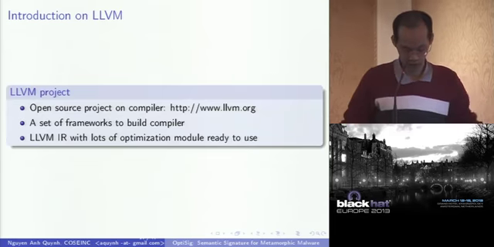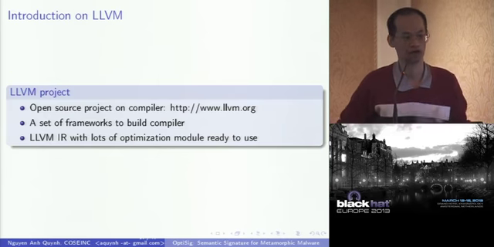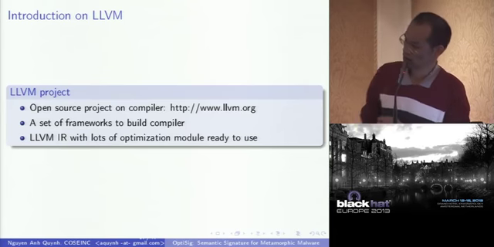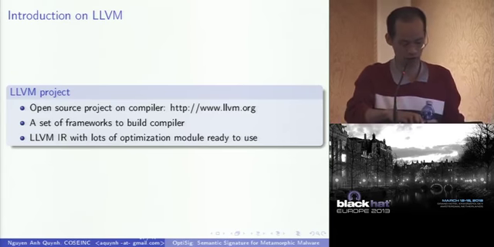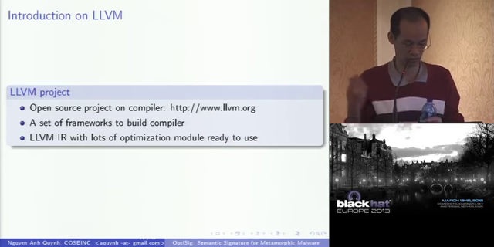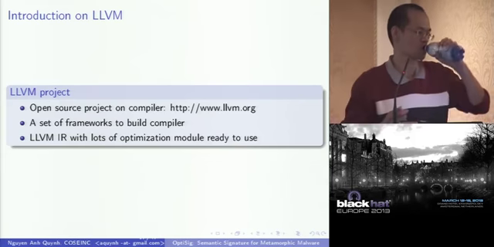So the question is that we need the IR to normalize the code. So the big question is which IR? The next step, I introduce the LLVM project, and you will see why LLVM is important for OptiSig.